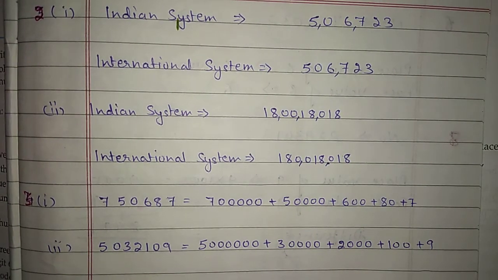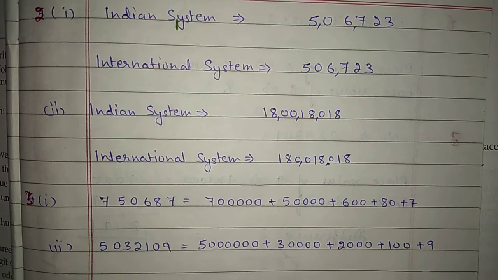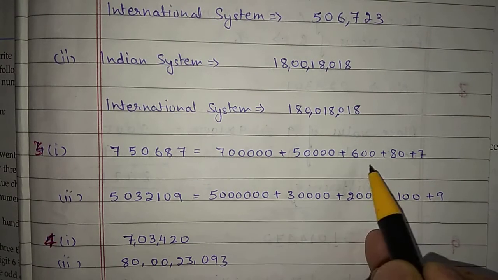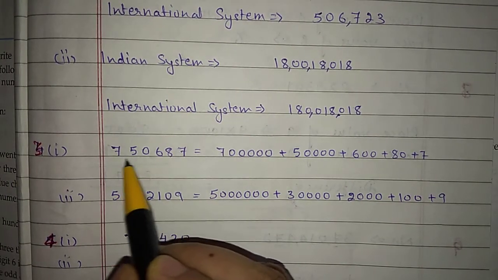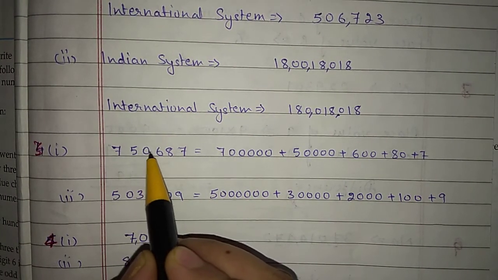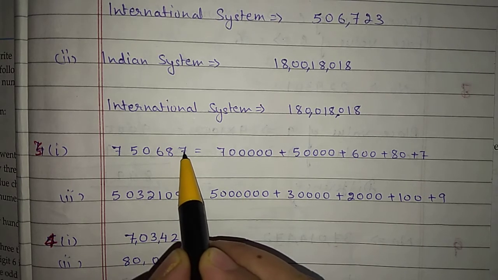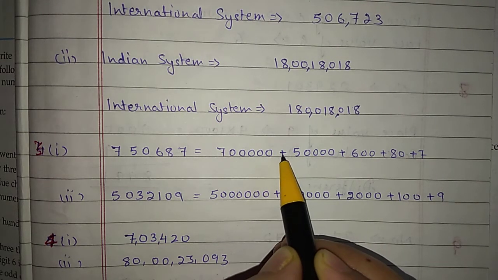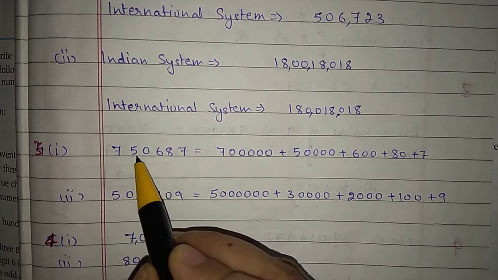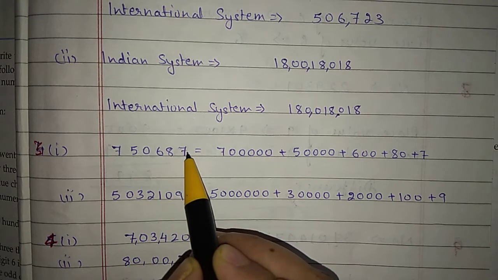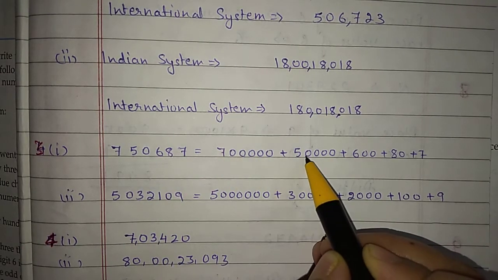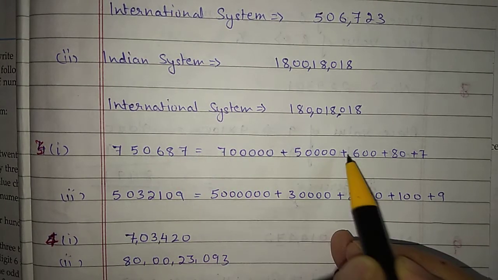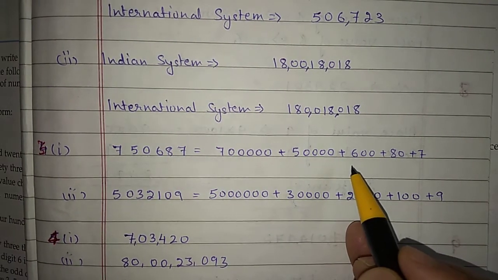Next, question number 3: write the following number in the expanded form. Expanded form means you have to expand these numbers. So first, after 7, you can see 1, 2, 3, 4, 5 digits are there. It means after 7 you have to write 5 zeros. Then plus the next 5. After 5, 1, 2, 3, 4 digits are there. It means you have to put 4 zeros. Then next is 0. That is not compulsory to write. If you are writing it, that is also okay.